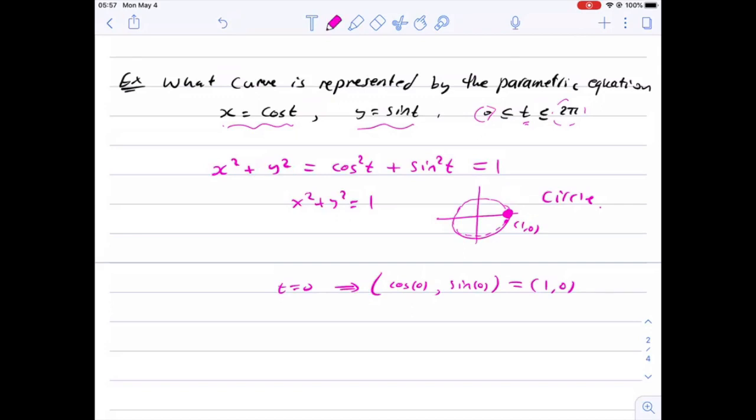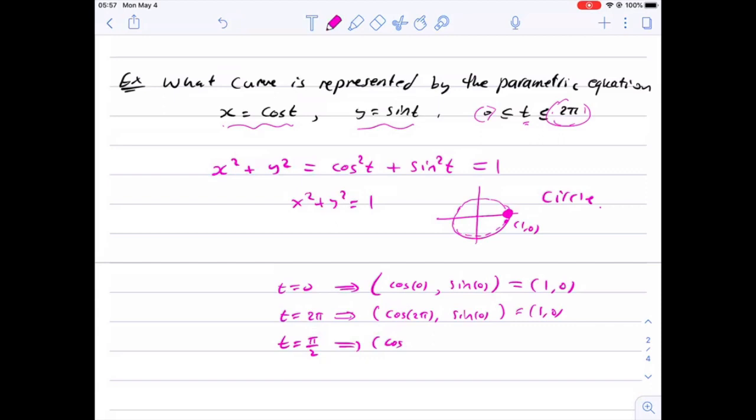Let's see where we should go from that point. So let's use t equals, for example, 2 pi. When t equals 2 pi, since this is a circle, we get the same point. But it's not clear what the direction is. So let's choose a point after 0. The other point we can choose is pi over 2.